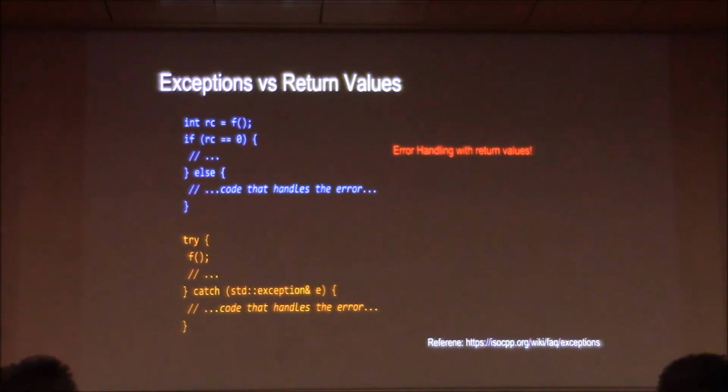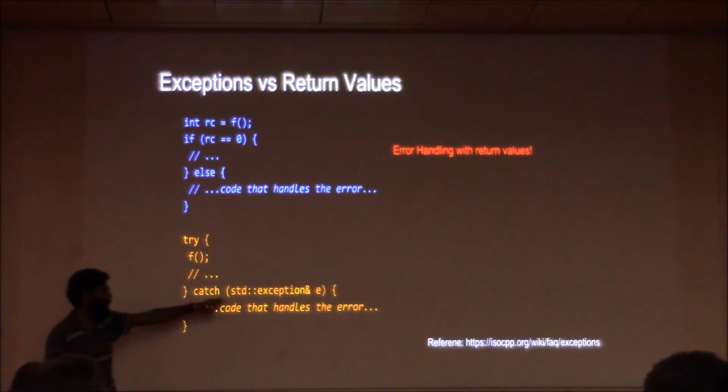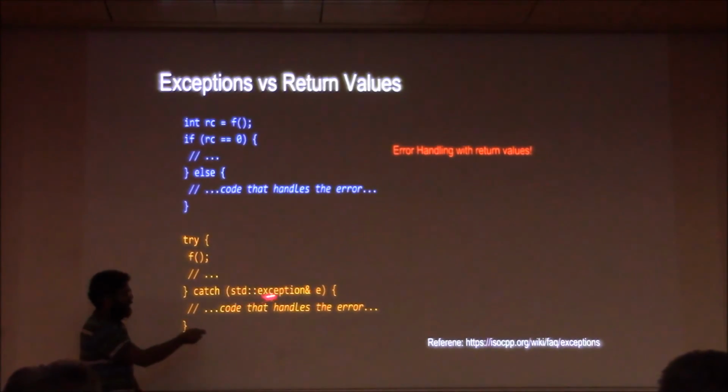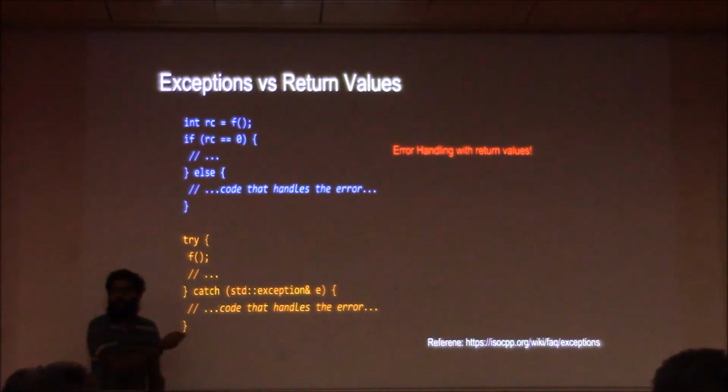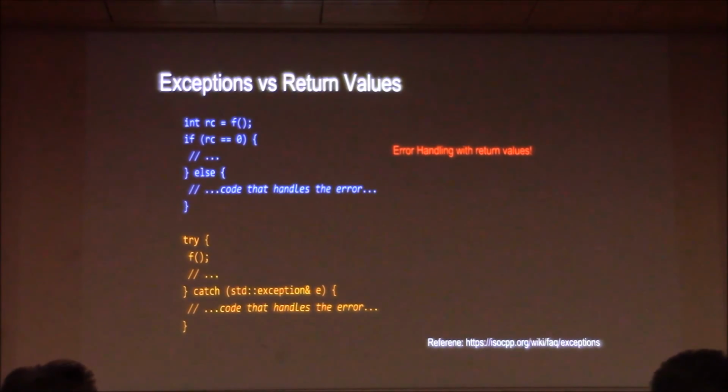And then the same code, if you convert it to exception handling code, this is how it will look. Try this particular function and catch that particular exception, and this is how you catch exceptions of any type. In Java, if you want to catch any type of exception, you say the exception class name and an object name, right?